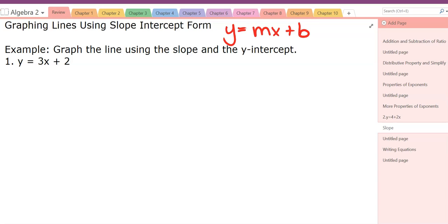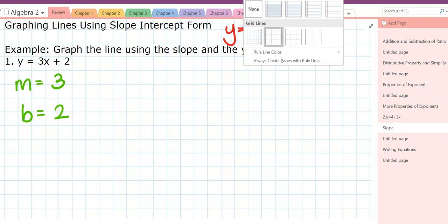For this first example, they have it written in y equals mx plus b form already for us. So I'm going to say that this 3 is my slope, so m is equal to 3. And my b is equal to 2, because that's the plus 2 at the end of the equation. These are the two things that you really want to be able to find from an equation in order to be able to graph it. So I'm going to put my graph up here now.